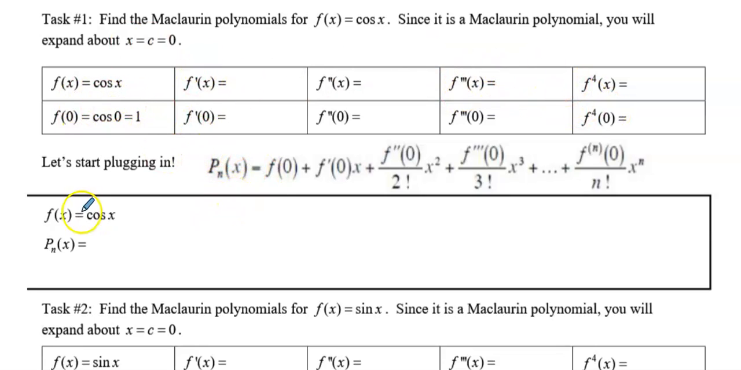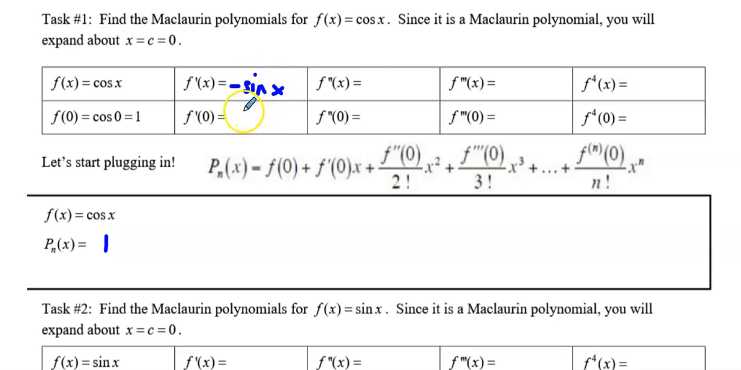So the first part of this, for cosine of x, we're going to plug in f of 0 first. So our very first term that's right here is going to be 1, right? Cosine of 0 is going to be 1. Then we want to find the derivative of cosine. So the derivative of cosine is going to be negative sine of x.